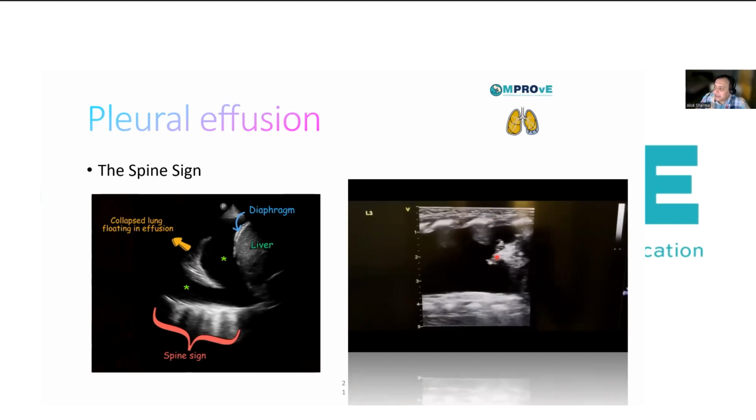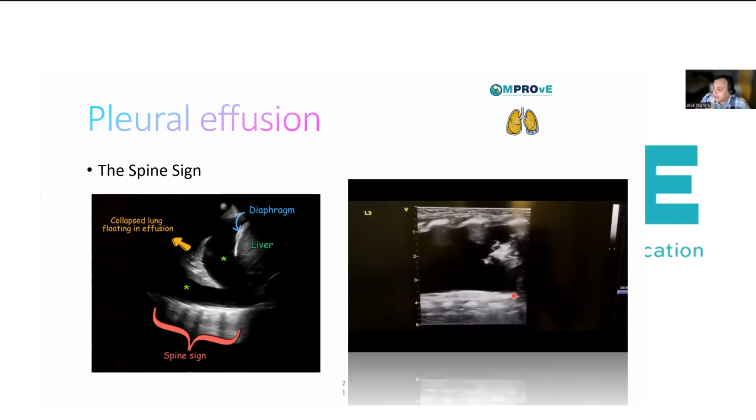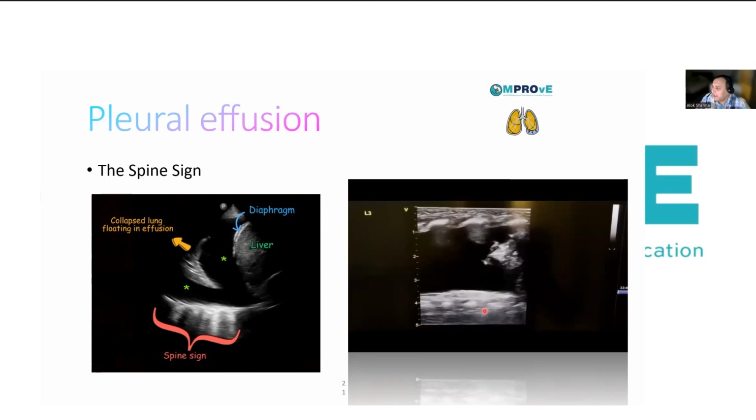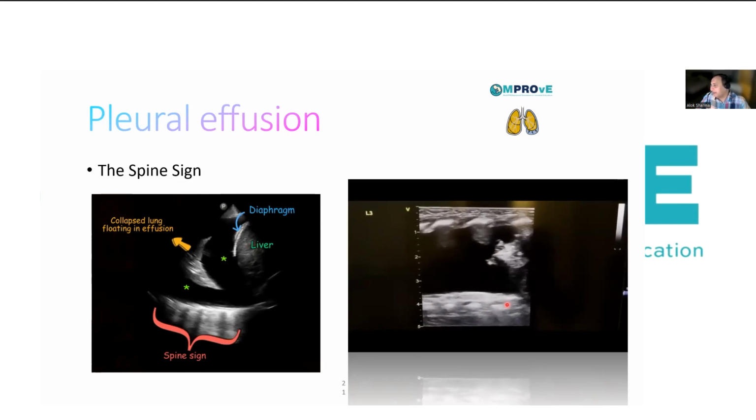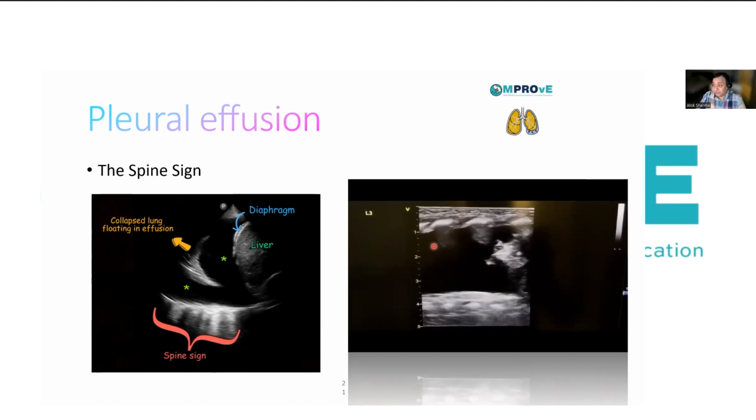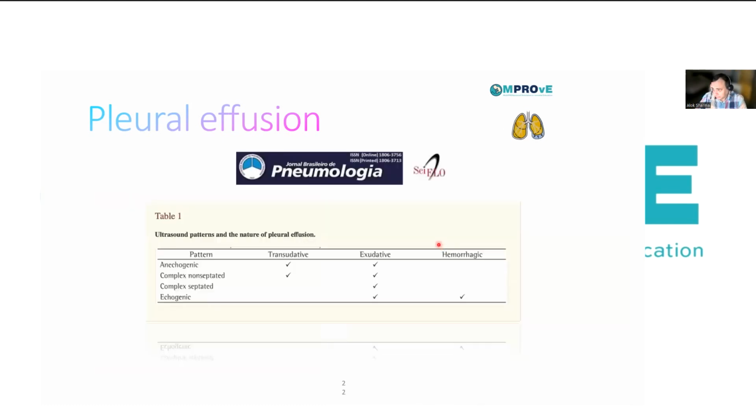So actually, when you have a significant amount of fluid, sometimes what happens is the posterior margin of the spine gets highlighted. And this is classically known as the spine sign, as can be seen in this image as well. It's usually indicative that the effusion is quite large.